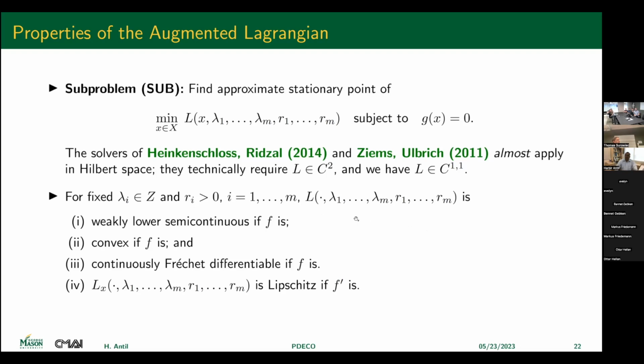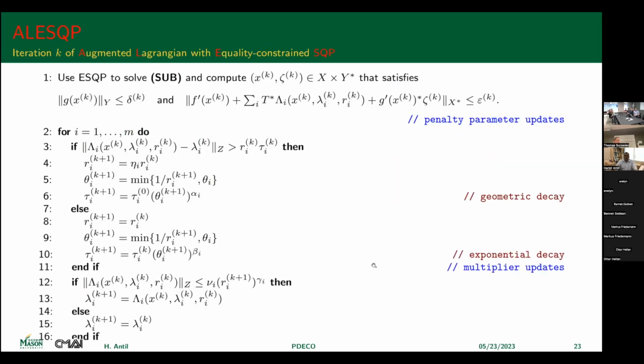Additionally, this L carries some more properties depending on how F looks. So if F is lower semi-continuous, you can establish that L is weakly lower semi-continuous. If F is convex, I did not assume F to be convex, but if it is convex, then L is convex as well in the first argument, and also the differentiability properties it carries.